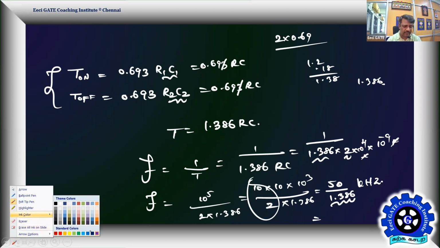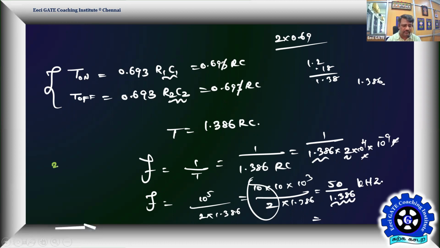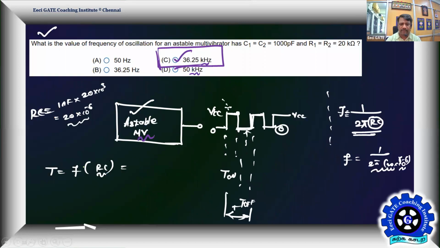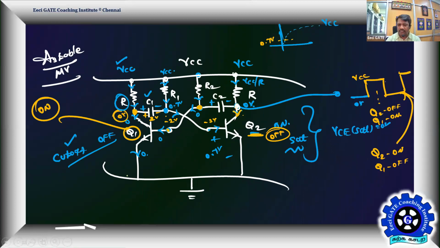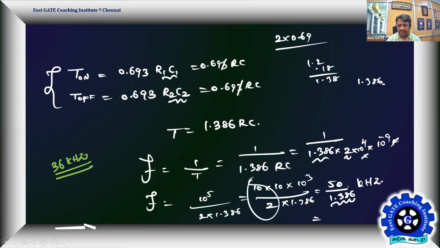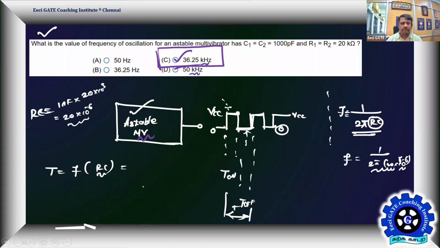As per the calculation through the calculator, I'm getting 36 kilohertz. That's my answer. Accurately, 36.07 I'm getting, and it is given as 36.25. Probably he took 1.38. Let me check 50 by 1.38. It is coming as 36.23 kilohertz. Okay, fine then. So he rounded it to 36.25 kilohertz. Yes, that's a perfect answer for this kind of problems.